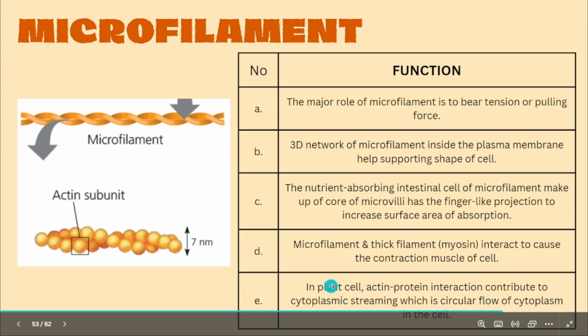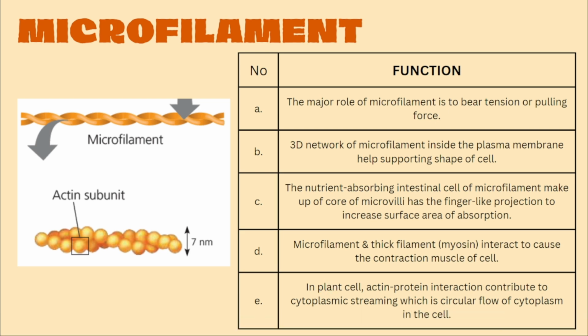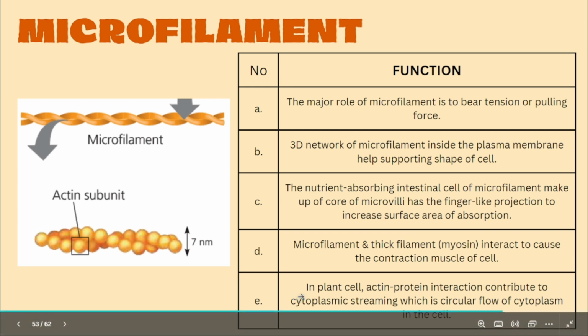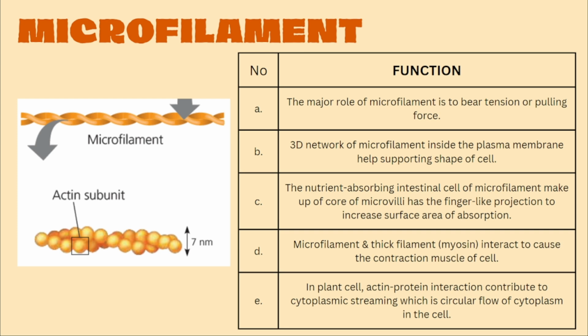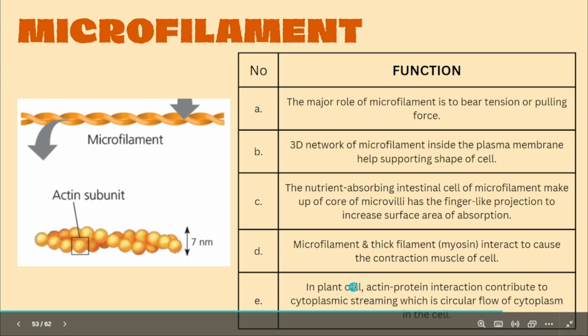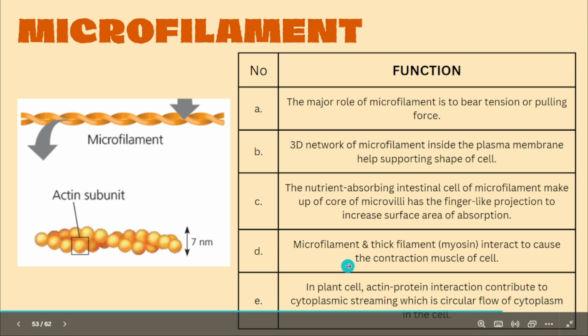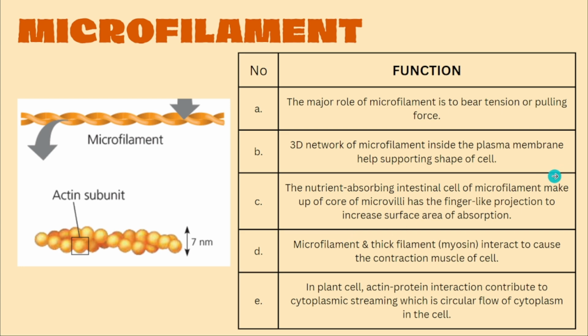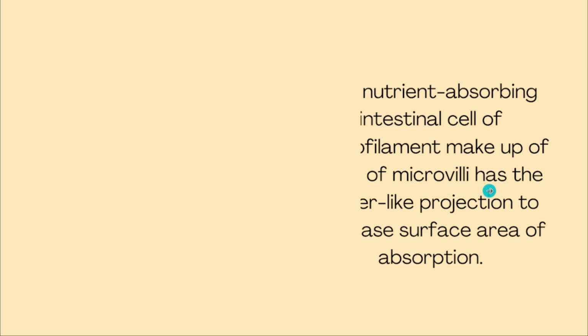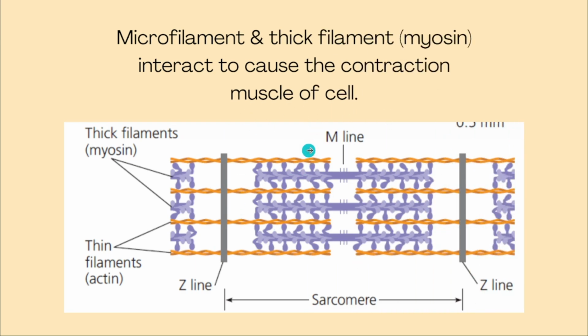Another one is in plant cells, where the actin protein normally interacts to contribute to cytoplasmic streaming, which allows circular flow in the cell. This is one of the transport processes in the cell that you will also learn in semester 2. I just want to tell you that the major reason they can carry out these functions is this structure. If there were no such structure, these two functions could not be carried out. And this one I already mentioned: this is the structure in the muscle.